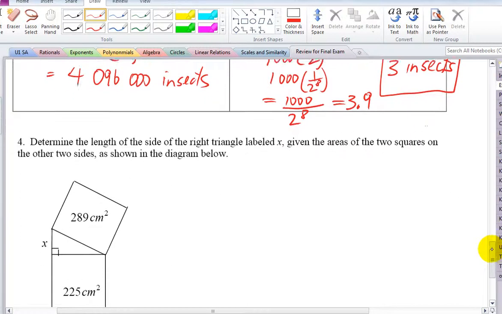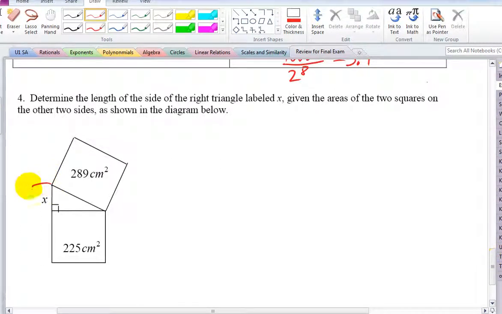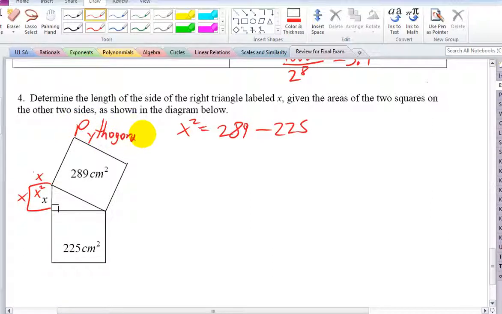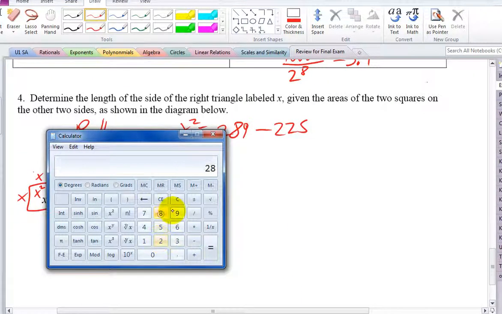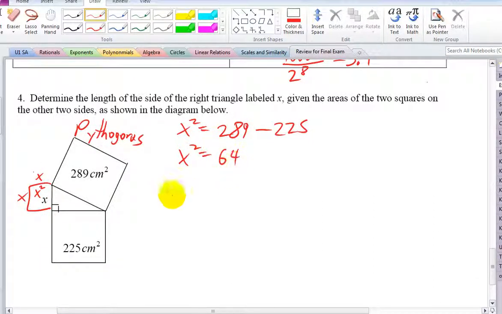Last example. Okay, Pythagoras question. So we want to know what x squared is first. X times x. So x squared equals the hypotenuse, 289, minus 225. So it's a Pythagoras question. So x squared equals 64. So x equals square root 64, x equals 8.